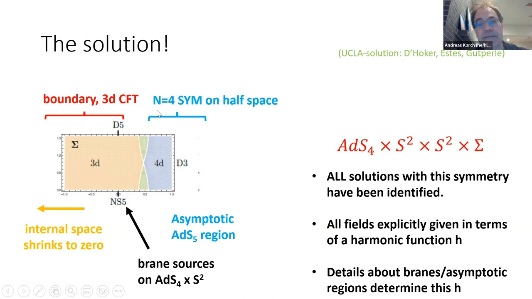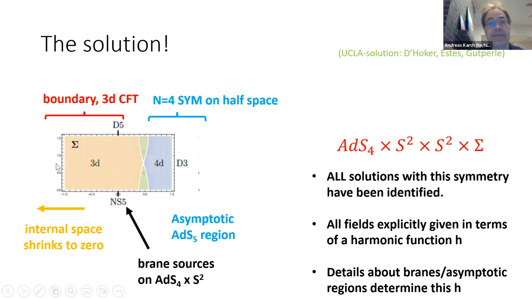So I give you a picture of this Riemann surface sigma, and it's some completely smooth geometry where, on the right-hand side, if I go far away to the right on sigma, I get something that's roughly AdS5 times S5. That I call the 4D region, that's N=4 super Yang-Mills living on half space. If I go to the left-hand side, you see that the internal space will shrink to zero. The spheres shrink to zero size and space shuts off.